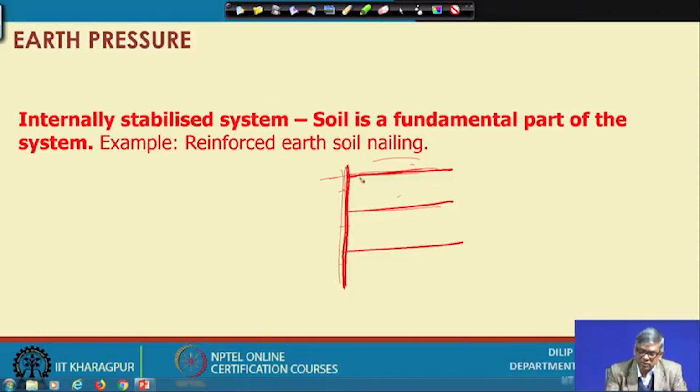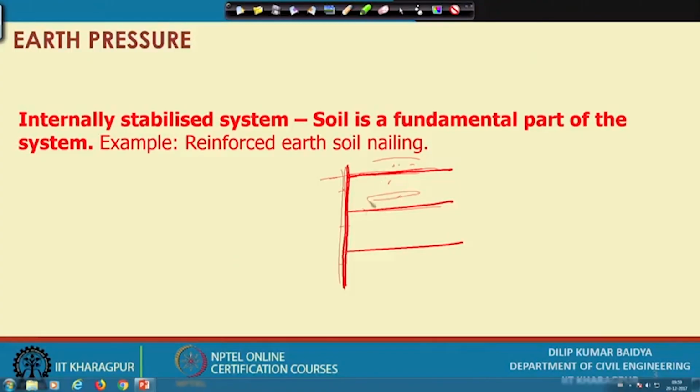So, since the soil itself is taking a fundamental part, the interaction between the soil and reinforcement, whatever frictional force develops, that actually helps stabilize the wall. So, because of that, this is called an internally stabilized wall. So, this soil and reinforcement, they together interact and make the system stabilized. So, reinforced earth is the example, and then there can be soil nailing also.